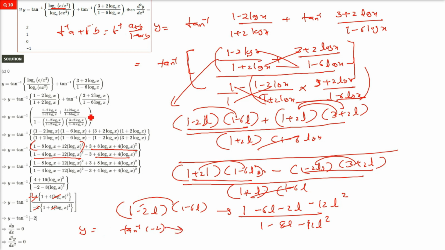Okay. Now since you have to find out dy by dx, we have just solved the expression. We have not differentiated as of now. So when you differentiate it, you'll see that tan inverse minus 2 is a constant. It will be 0. When you double differentiate it, it will again be 0. So the answer will be 0. After all these efforts, dy by dx is going to be 0.